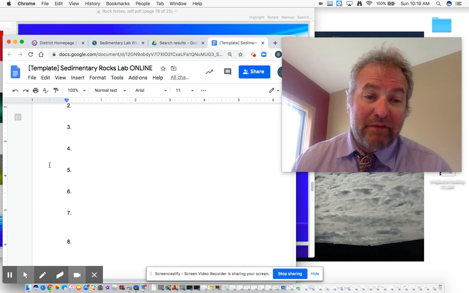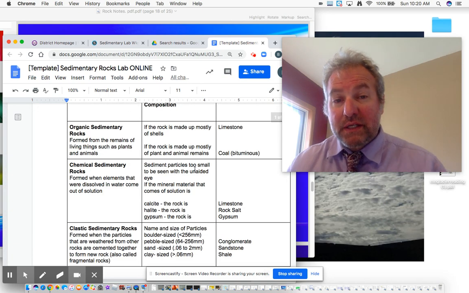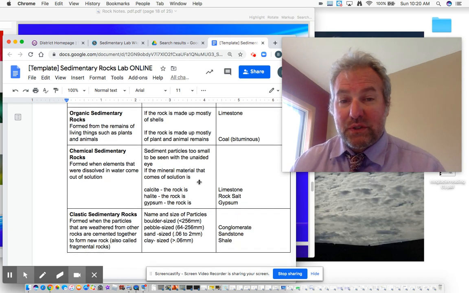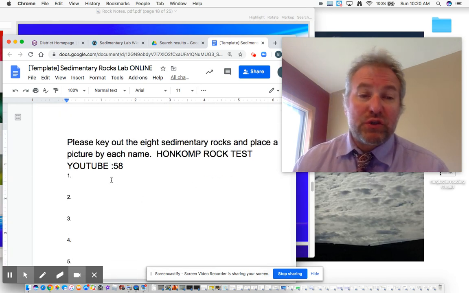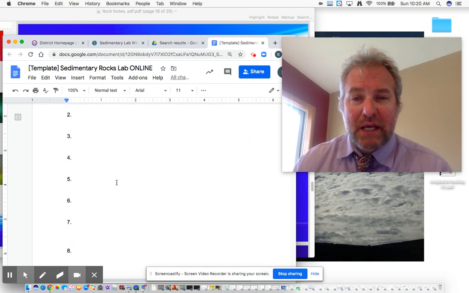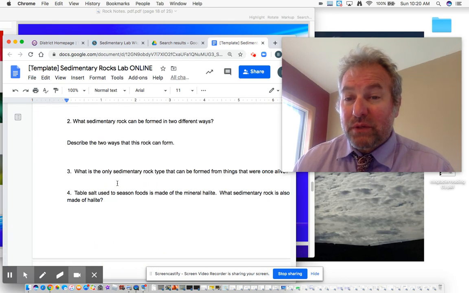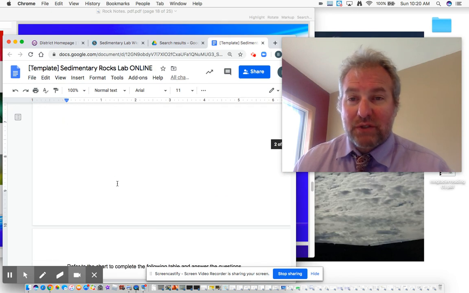Notice that I have eight different blanks here. I have eight different sedimentary rock names. You'll just be placing those rock names in a picture of those sedimentary rocks. And then I just have a couple of questions dealing with the different types of sedimentary rocks.